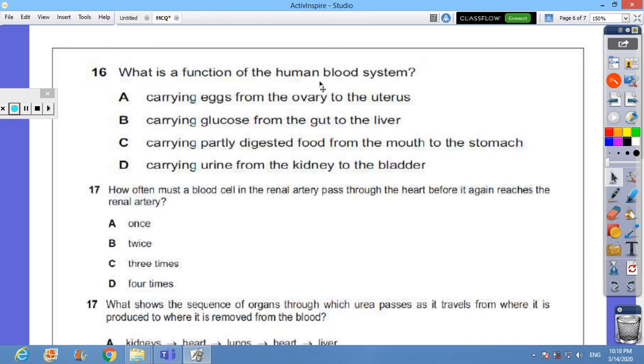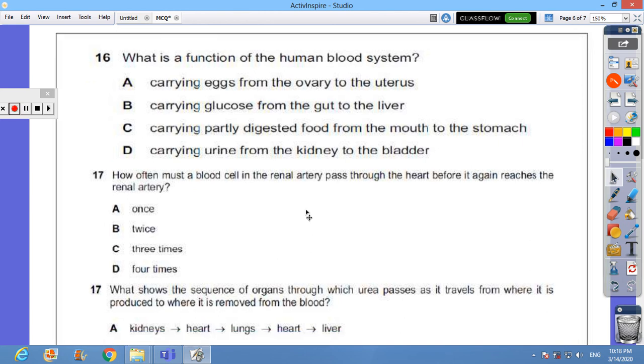What are the functions of the human blood system? Is it carrying eggs, carrying glucose, carrying partly digested food from the mouth to the stomach, or carrying urine from the kidney to the bladder? It's carrying glucose from the gut, which is the small intestine, to the liver. This is one function of the blood.